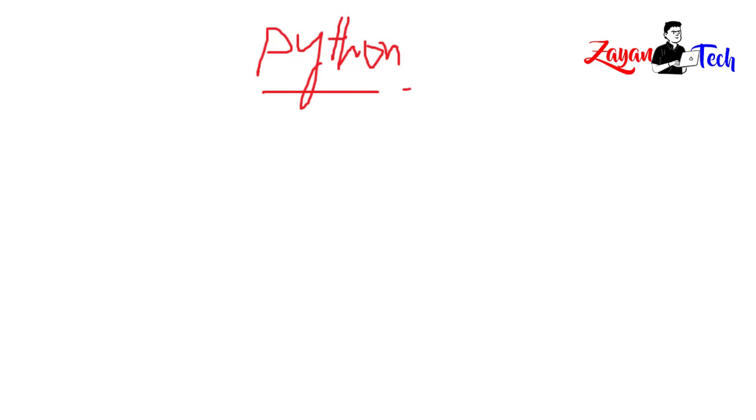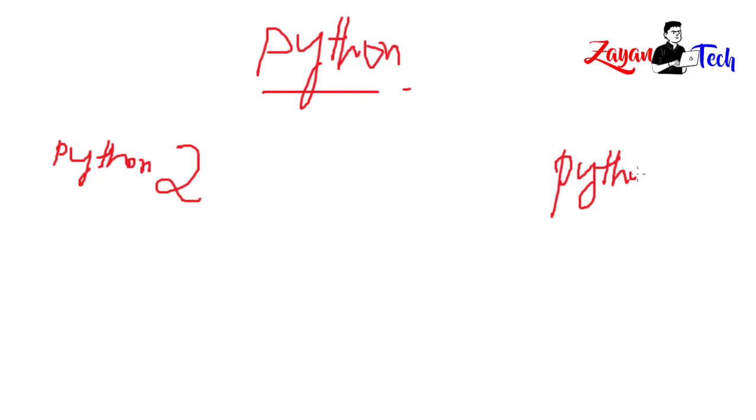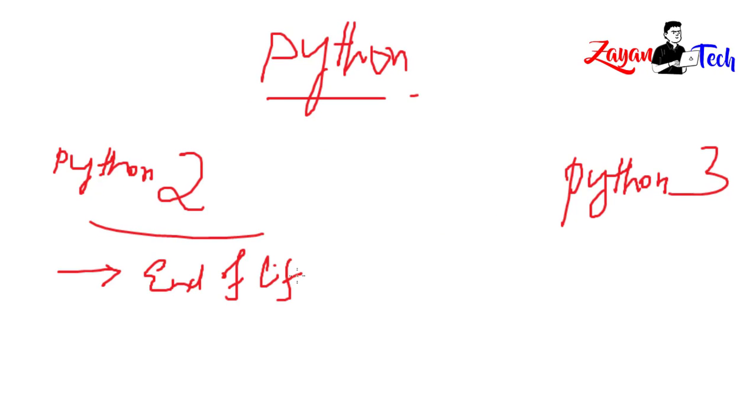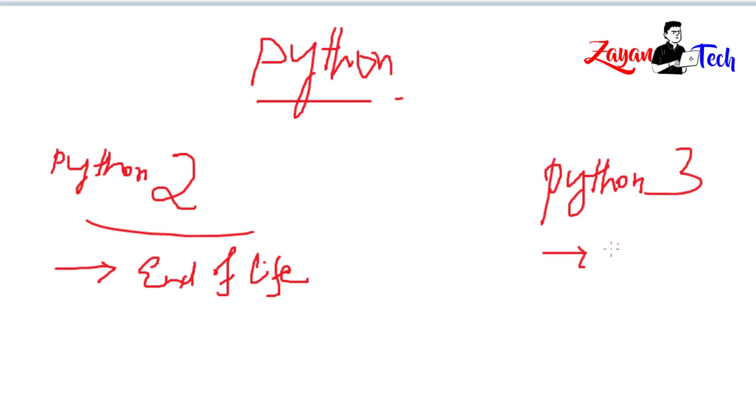Hello viewers, in this video we are discussing how to install Python in a Windows PC. Actually, there are two major versions in Python: Python 2 and Python 3. Python 2 is already reaching the end of life. Anyway, the current version is Python 3.